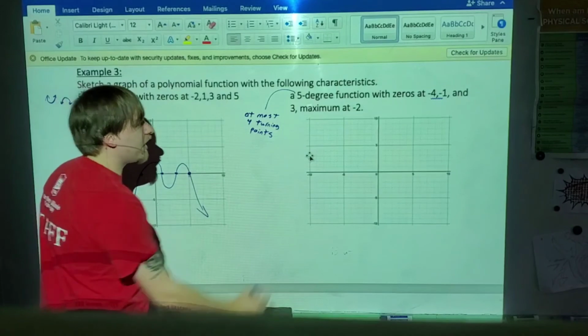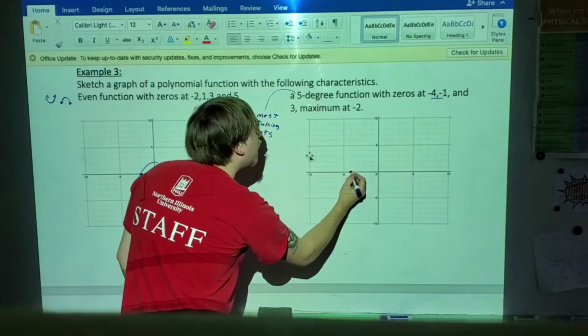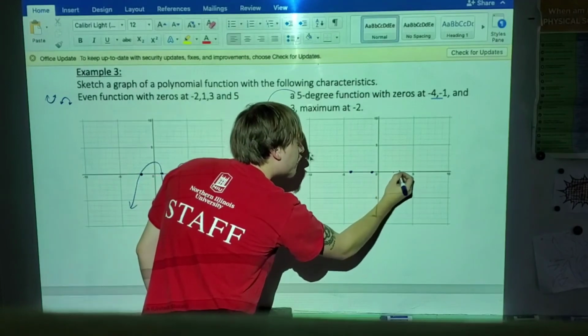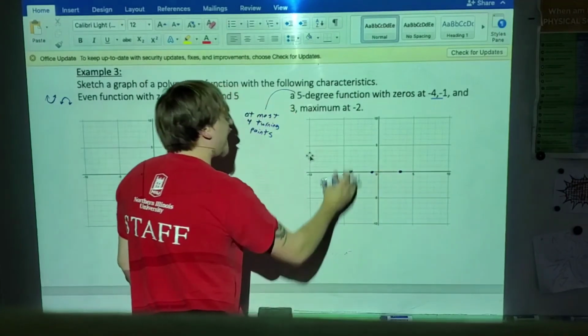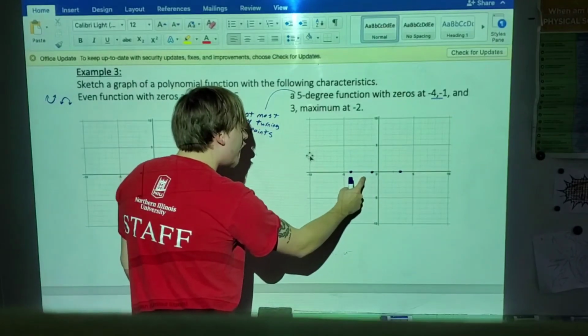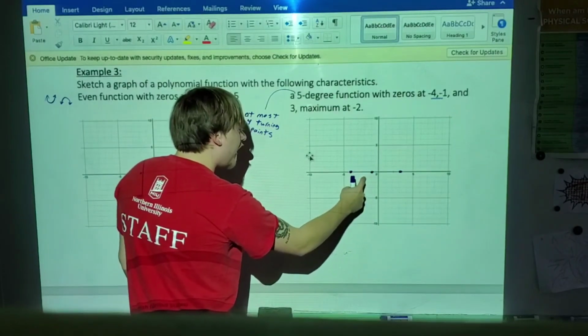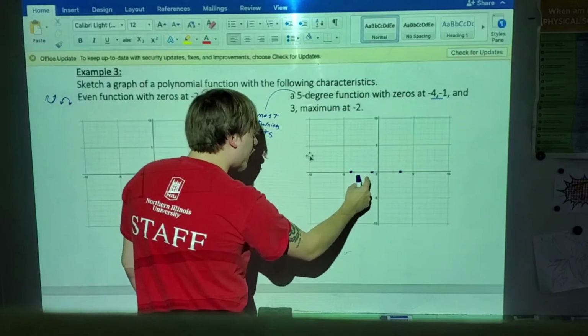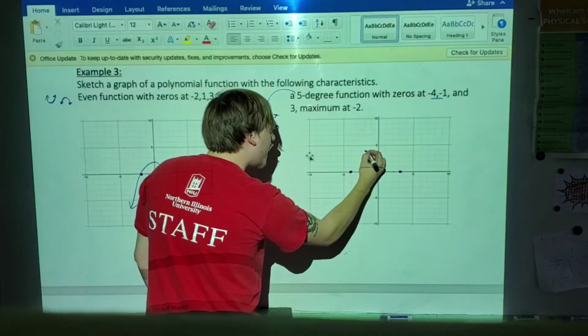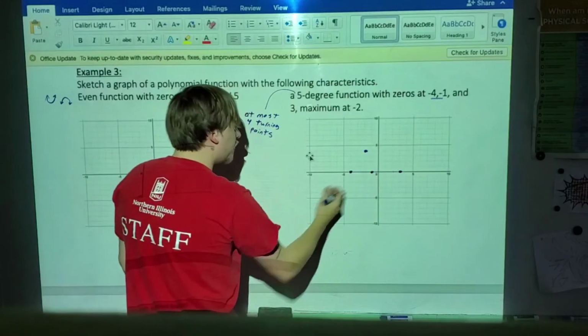Okay, we need zeros at negative 4 and negative 1 and 3. So 1, 2, 3. And we have to have a maximum at negative 2. So if we go to negative 2, we have to have a max here somewhere. And we see that we got to go through these 2 points. So we should probably go above those 2 points. Doesn't matter how far up we go, as long as we're 2 to the left.